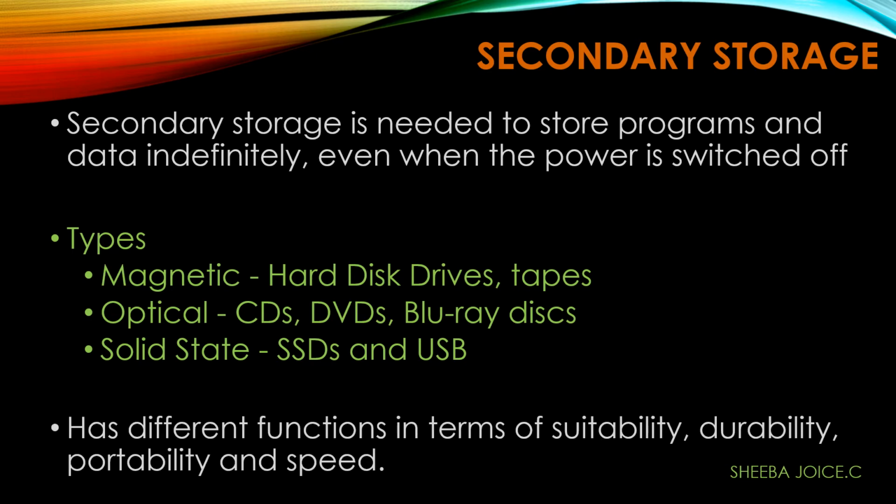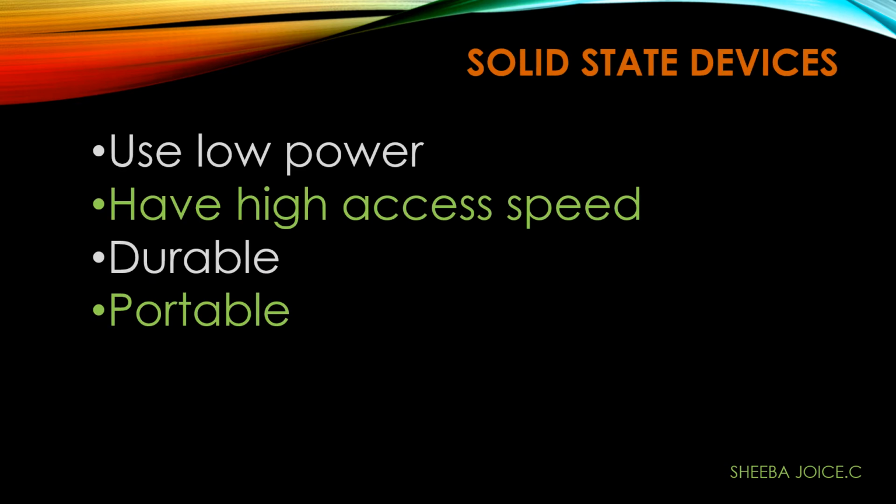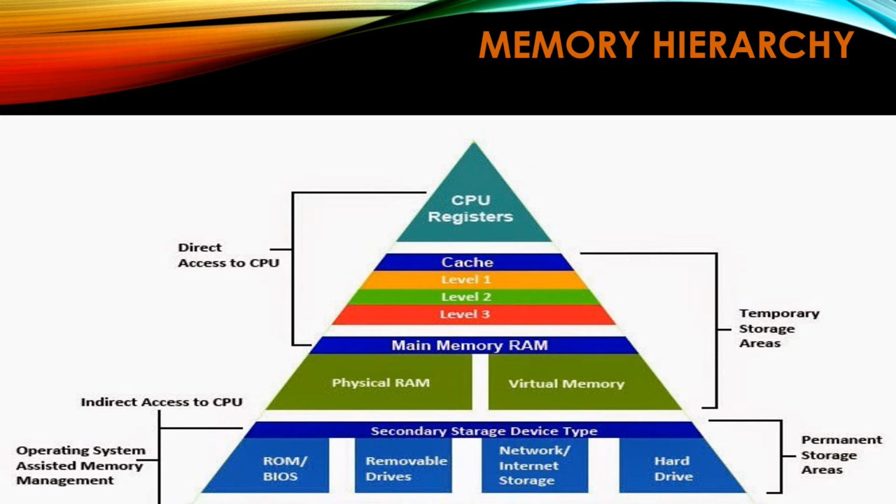Each type has got different functions in terms of suitability, durability, portability, and speed. Solid-state devices use low power, they have high access speed, they are durable and portable. This shows the memory hierarchy. Here we can see the primary and the secondary storage devices. The primary storage devices have direct access to the CPU and secondary storage devices have indirect access to the CPU. Here we see the cache, which is a temporary storage device, and it has got three levels of storage.